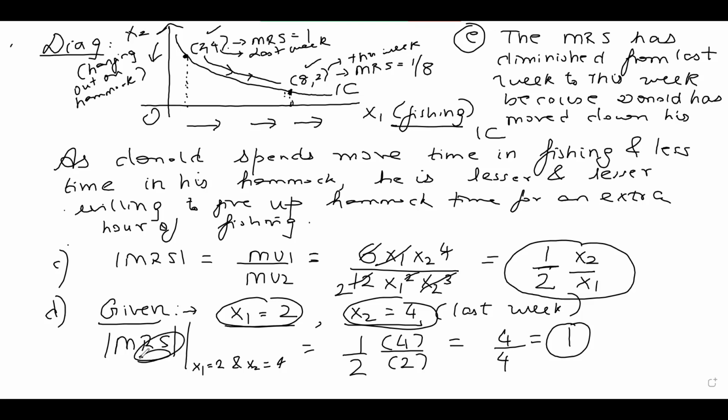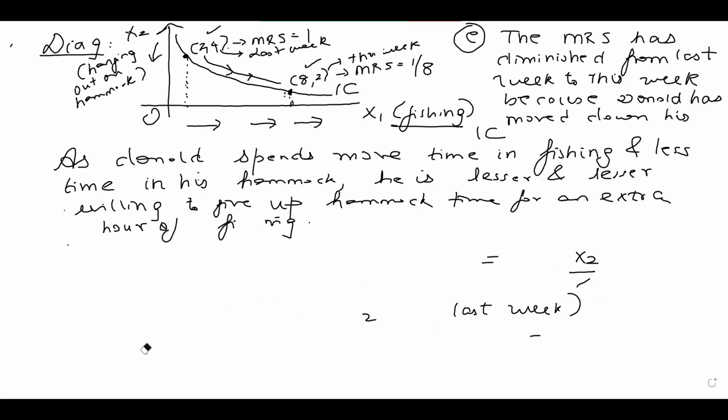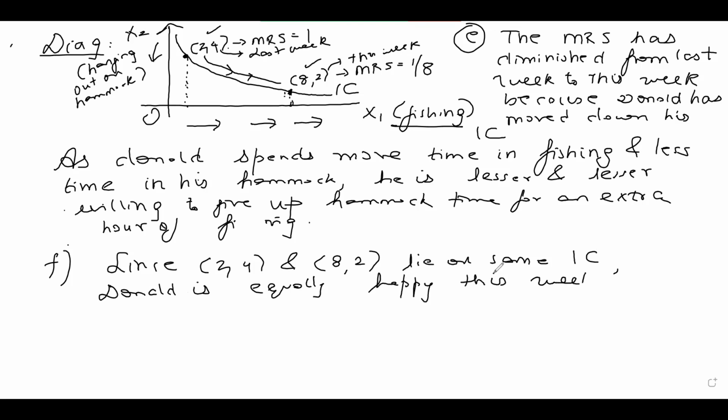So I can erase this particular part and I can write that since (2,4) and (8,2) lie on the same indifference curve, I can say that Donald is equally happy this week and last week.